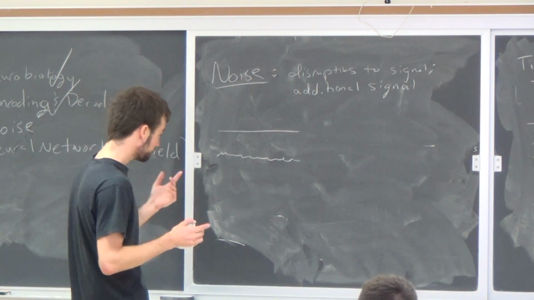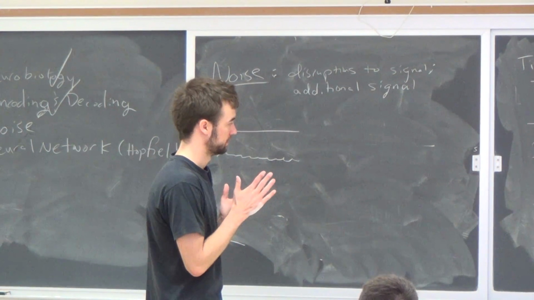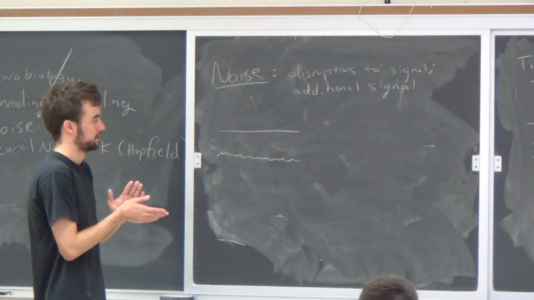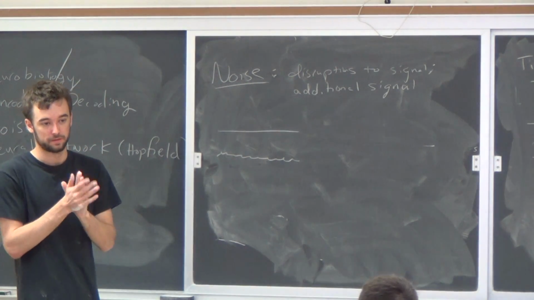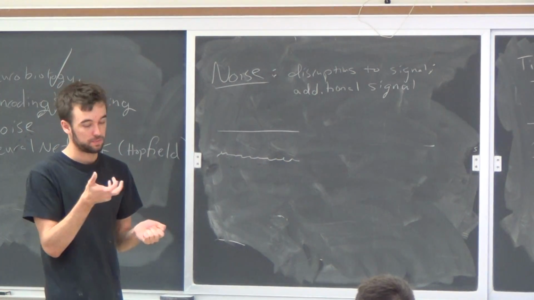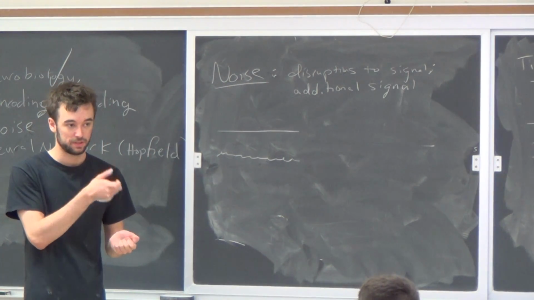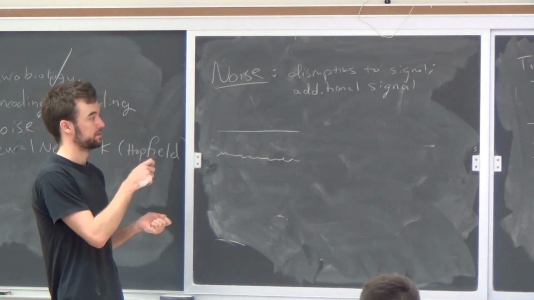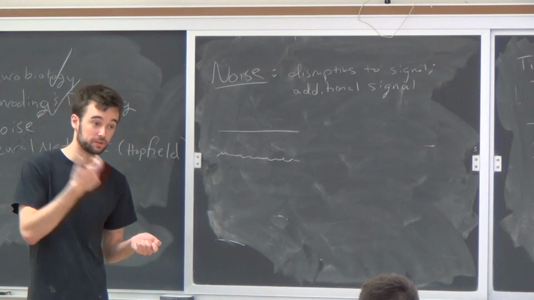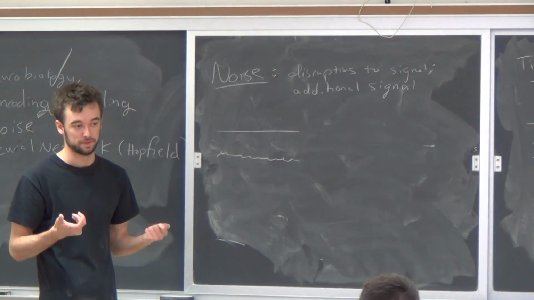So one reason I like biology and neuroscience a lot, even though I'm more of a math and physics major, is because of these problems with noise. Biological systems are extremely noisy, and the fact that biological systems are still reliable is pretty crazy.